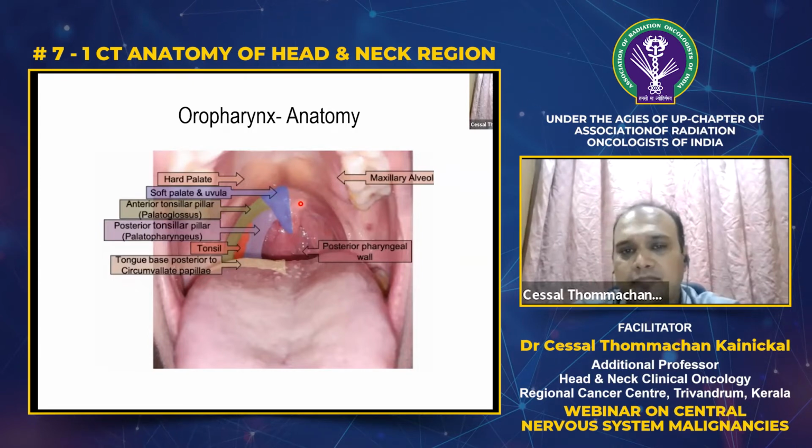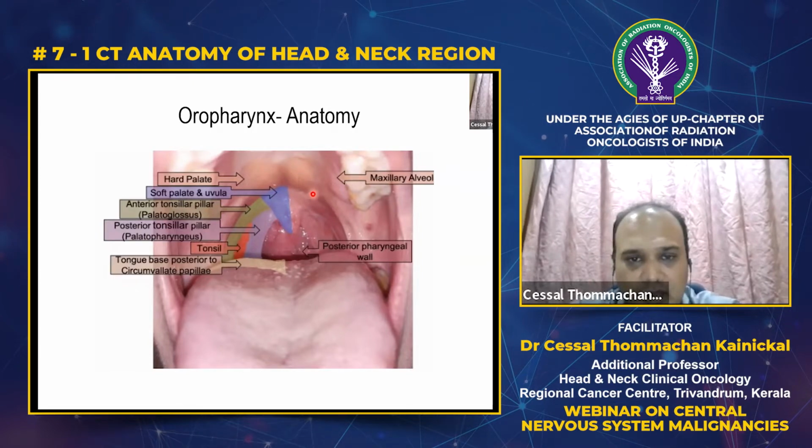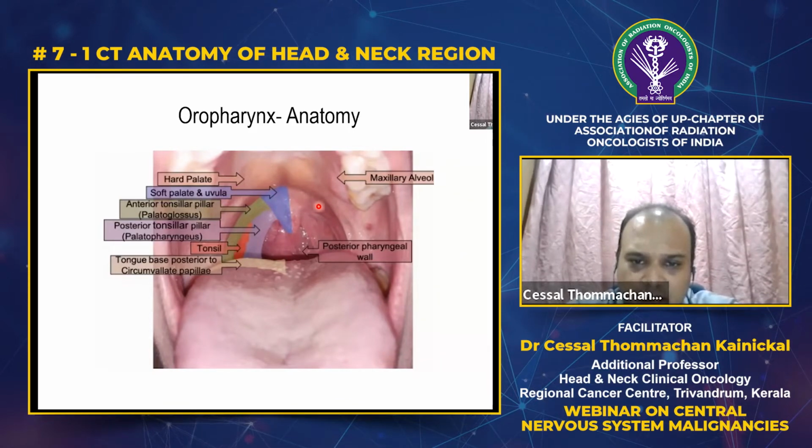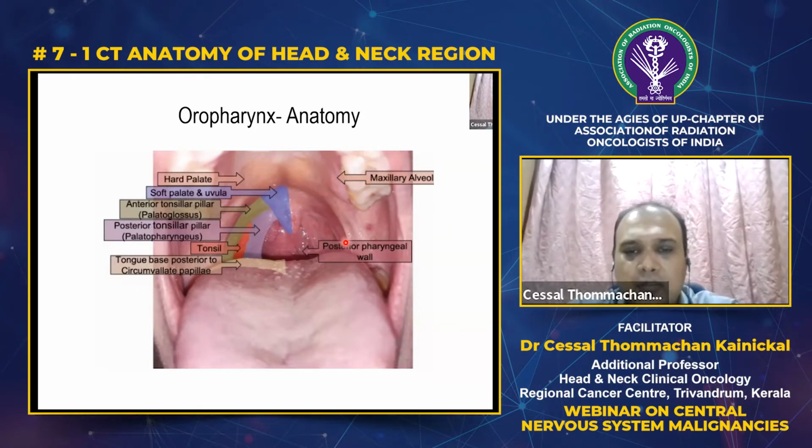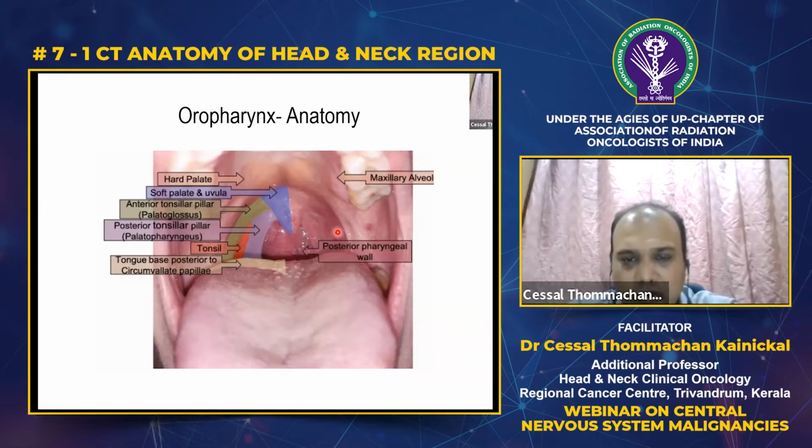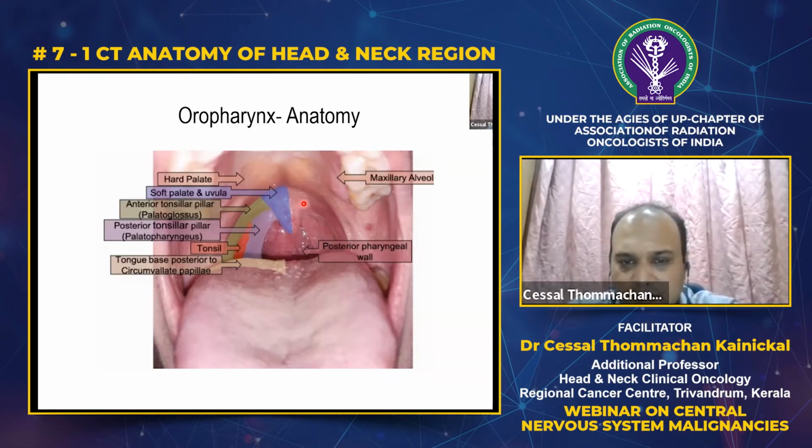That is the superior and inferior limit of the oropharynx. So you have the hard palate here, you have the soft palate here. Then from the soft palate, there is an anterior tonsillar pillar, which is connecting the base of tongue with the soft palate. This is the anterior tonsillar pillar, which is nothing but the palatoglossal muscle. So the palatoglossal muscle is arising from here. It is from the soft palate.